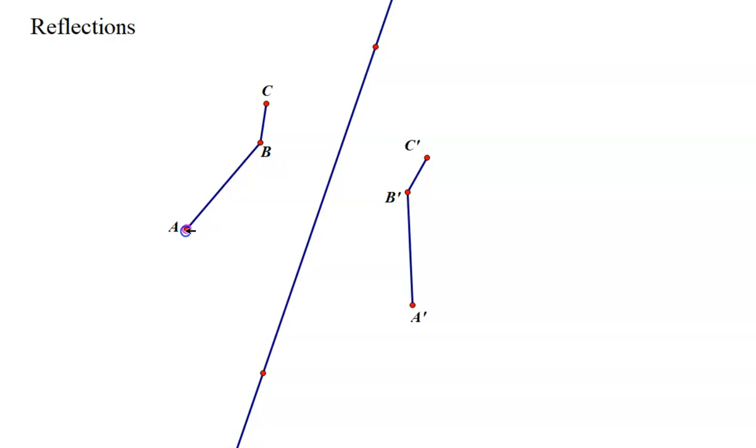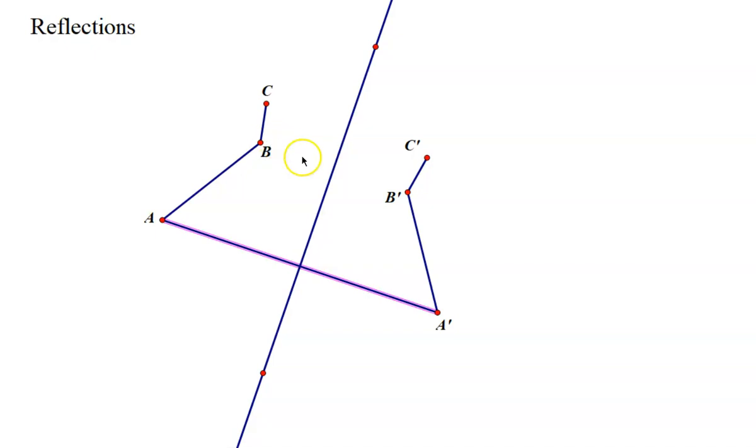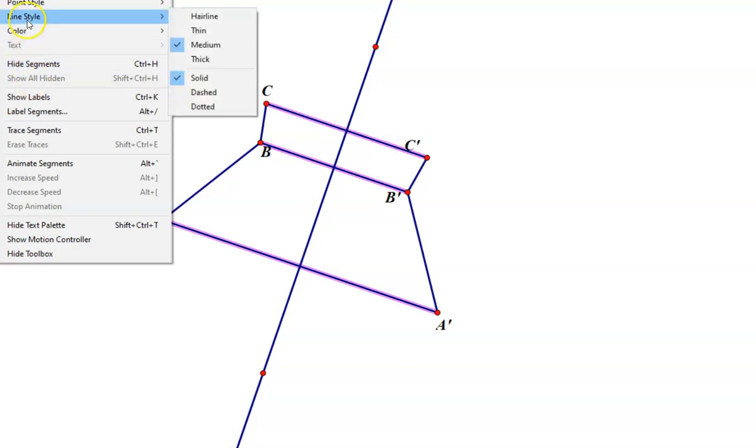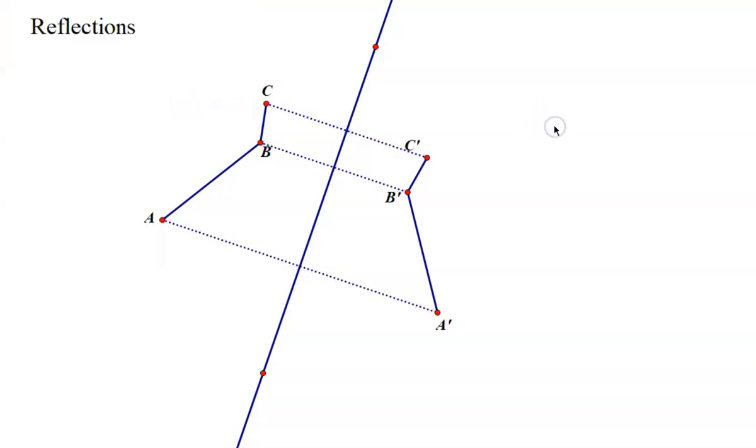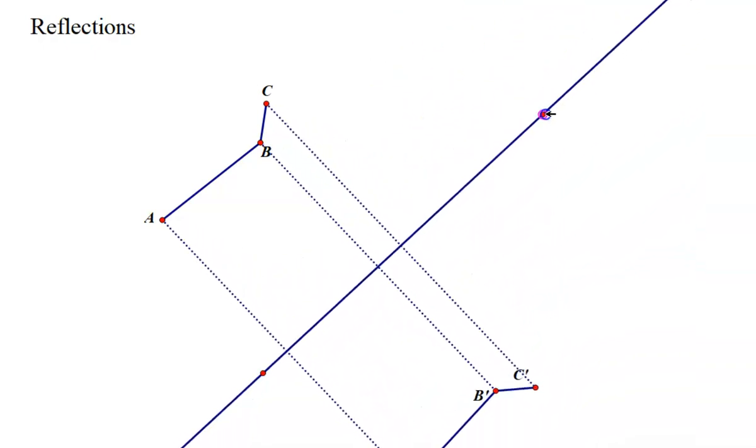Okay, so let's look at certain characteristics here. First thing I want you to notice is that if I were to connect each point and its image point, every single point and its image point, then I have segments, all three of these segments, that are, I'm going to make them dotted to make them a little bit less obvious. All three of those dotted segments are perpendicular to the line of reflection, meaning 90 degrees. They all make a 90-degree angle where they meet the line of reflection. And that's true no matter what I do to that line.